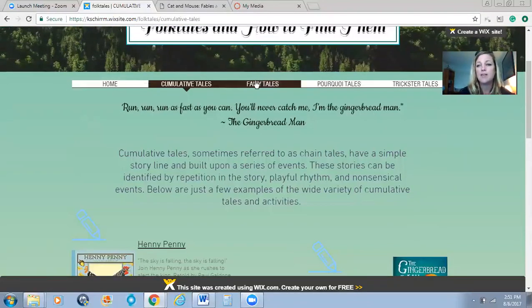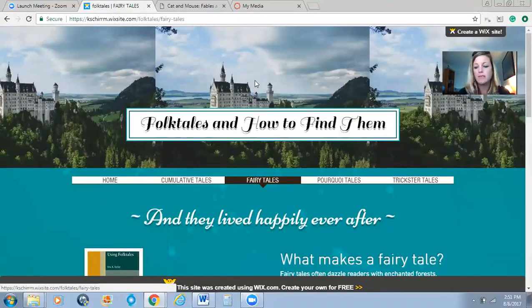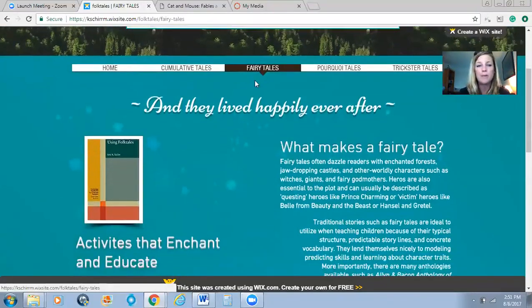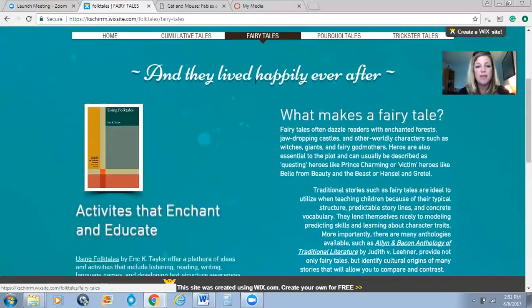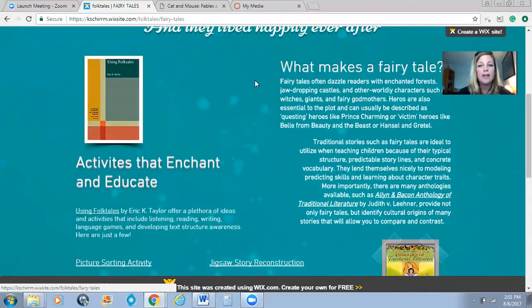My next page here is fairy tales. And since we know a lot about fairy tales, or we kind of know what they are already, they're pretty popular within our culture, such as Beauty and the Beast, Hansel and Gretel, that sort of thing. Just a really quick description of how you might find witches and giants and fairy godmothers.